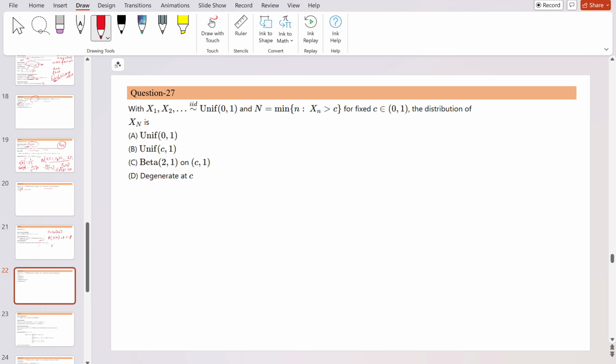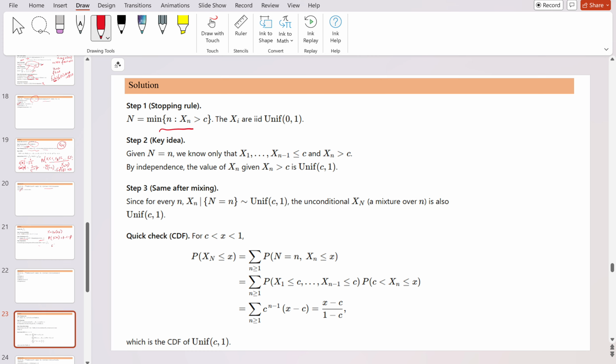Okay, let me explain this. It is saying X1, X2 are uniformly distributed on 0 to 1, and it is asking for the distribution of XN. When you see that N is the minimum n such that Xn is greater than c, the key idea is that given N is equal to small n, we know that all the earlier Xn are less than c, and the last term Xn itself is greater than c.